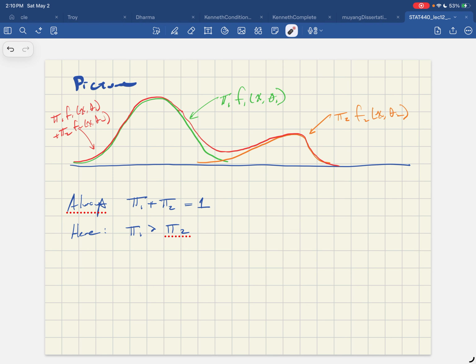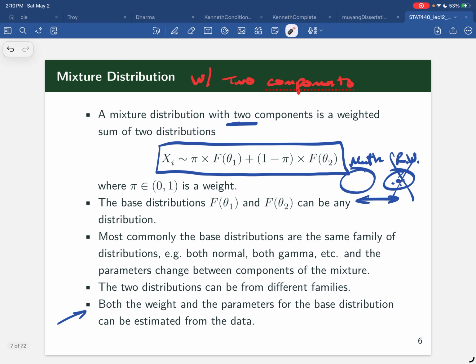Okay, so that's our picture for a mixture distribution, which, as we described in Mathland, is going to behave this way. It's just a weighted sum of two distributions. We haven't talked about estimation yet.